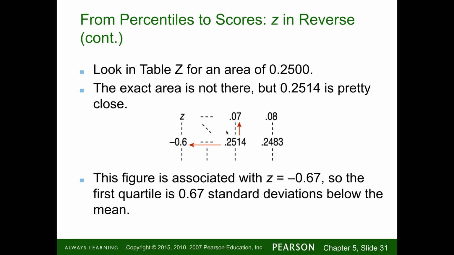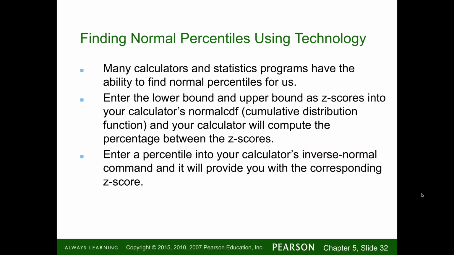And we look it up. We go, oh, well, this is about 0.25. And so this is negative 0.6 and then 0.07. So the z-score would be negative 0.67. So the first quartile then would be at about 0.67 standard deviations below the mean. And then you could plug that into the formula and figure out the rest.